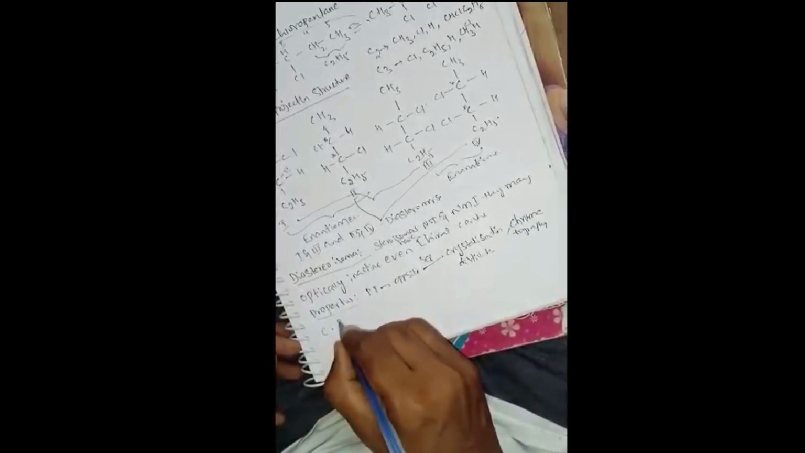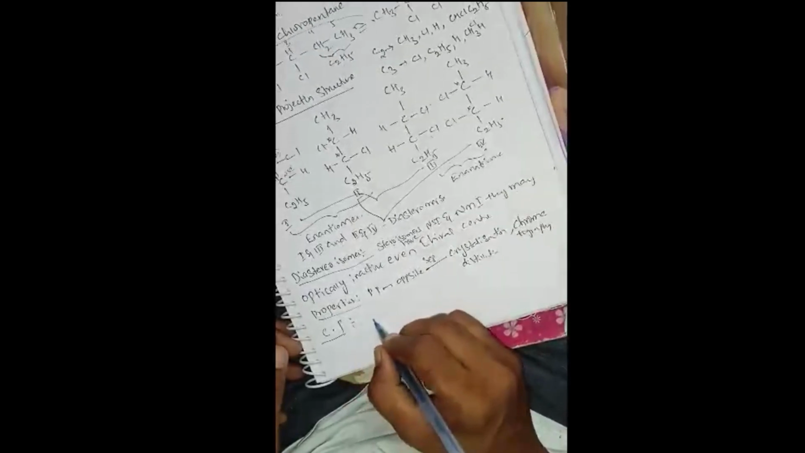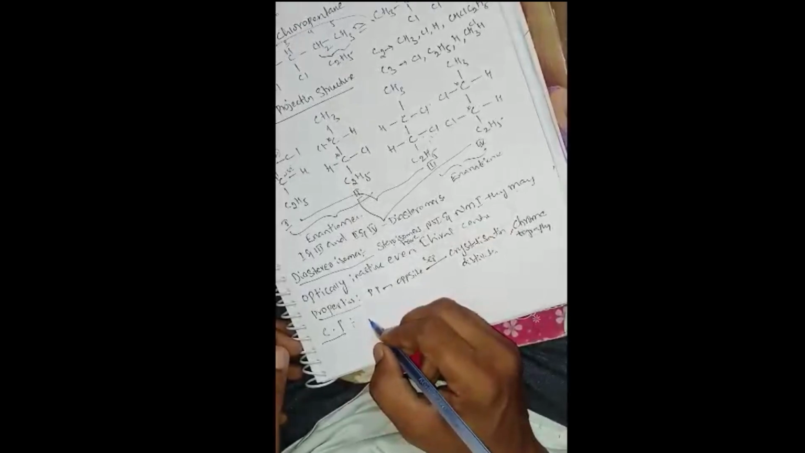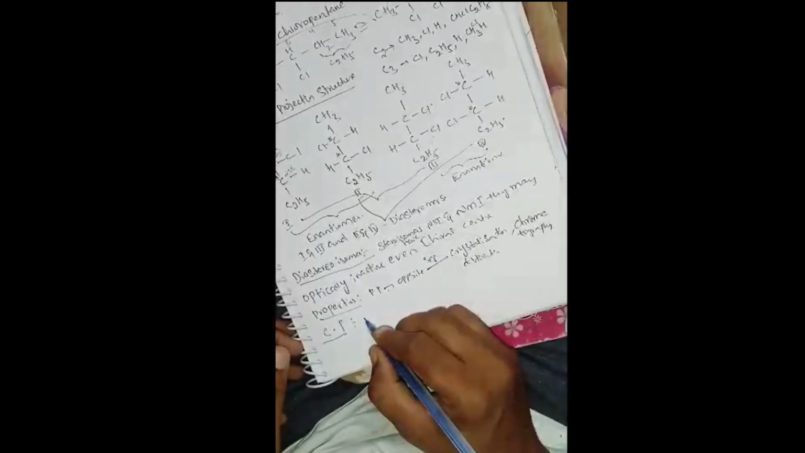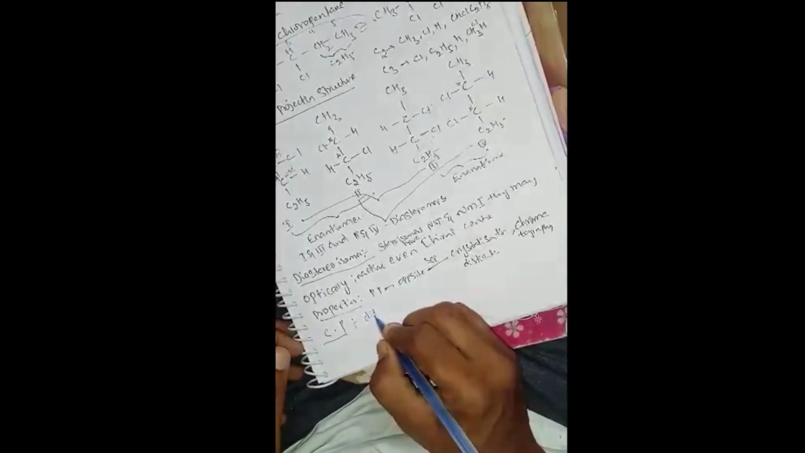Next, coming to chemical properties. Enantiomers have similar chemical properties, but differ in the rate of reaction. But diastereomers have the opposite chemical properties when compared with the enantiomers. That's why they have different chemical properties.